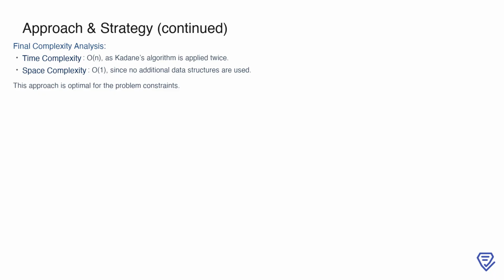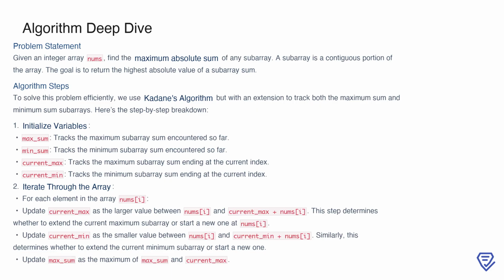This combination of linear time and constant space makes the approach optimal for the problem constraints and ensures it can handle large inputs efficiently. In this problem, we are tasked with finding the maximum absolute sum of any subarray in a given integer array, nums. A subarray is simply a contiguous portion of the array, and the absolute sum means we consider the absolute value of the subarray sum. To solve this efficiently, we use an extended version of Kadane's algorithm. Initially, we define key variables, max_sum and min_sum, to track the largest and smallest subarray sums we encounter, and current_max and current_min to track the running subarray sums ending at the current index. These will help us decide whether to extend our subarray or start fresh at each step.